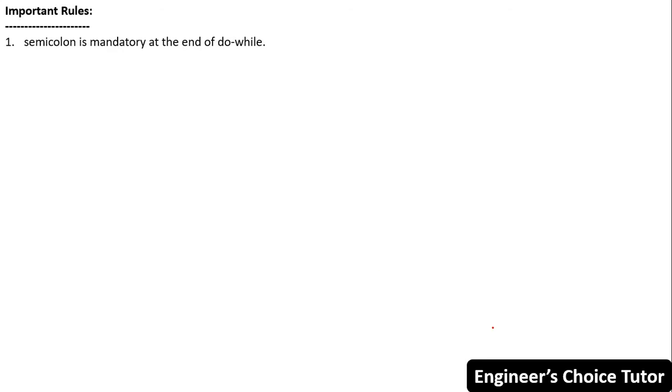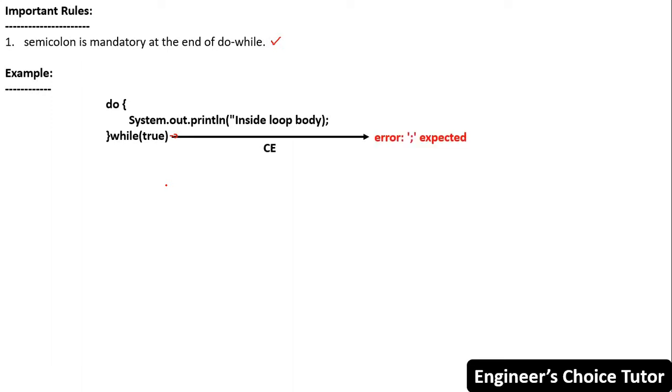The first rule is that a semicolon is mandatory at the end of do-while. In this example, I'm not using the semicolon at the end, but in the syntax we have seen, the semicolon is present. So if you do not use the semicolon at the end of do-while, you will get a compile time error saying semicolon expected. If you want to see this, let me show you right away.